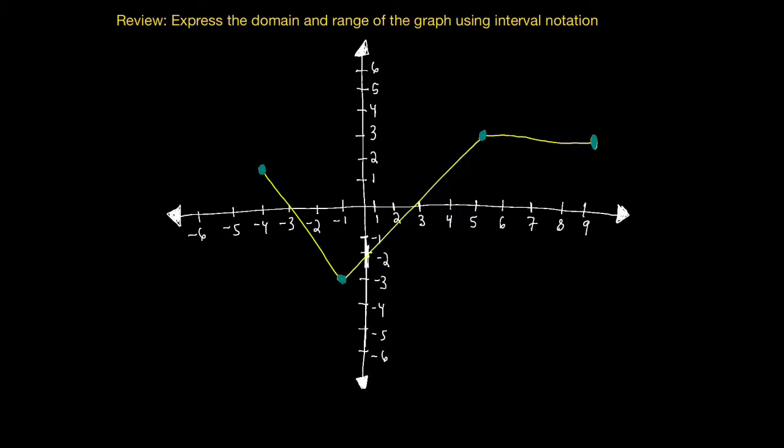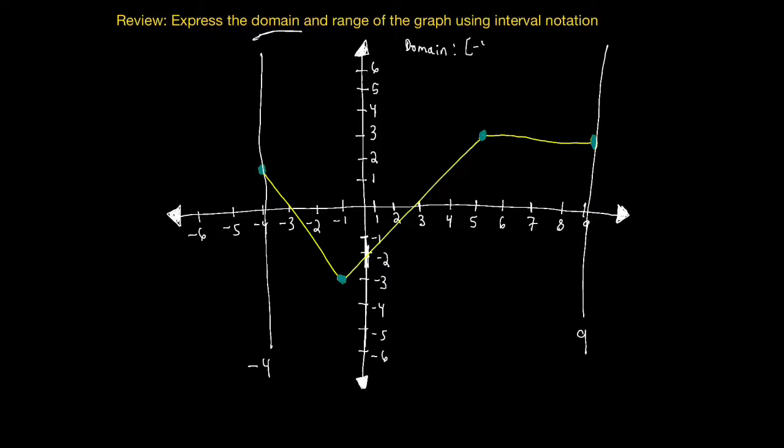Okay, let's check this one out. So again, let's begin with the domain first. So here we can see that the lower bound is right here at -4. And then the upper bound here is at +9. So the domain is going to be from -4 to +9. Again, I'm using brackets because of these closed circles.